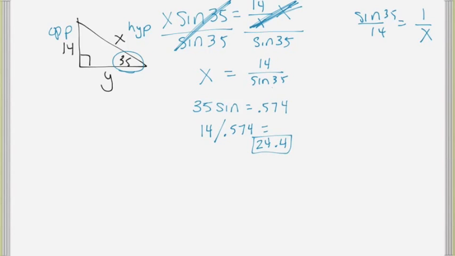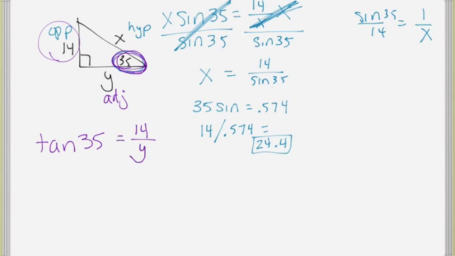Let's go ahead and look at how we would solve for y. I'm going to go ahead and use the same given angle. What kind of a side is y? Adjacent. And if I don't want to base my answer off of x because it could be wrong, then I want to use the 14 again, which is still going to be opposite. Listen up, please. So if I'm using opposite and adjacent, which trig function do I need? Tangent. So we're going to do tangent of 35 equals opposite 14 over adjacent y.